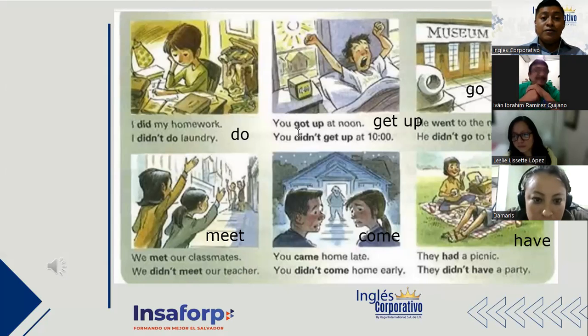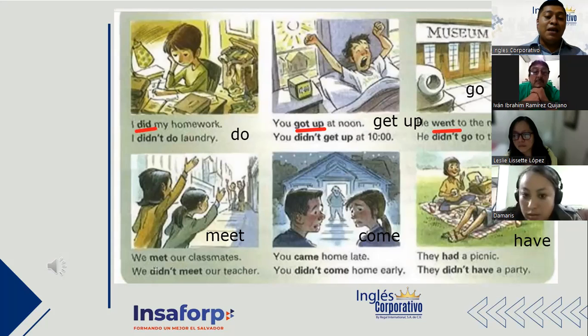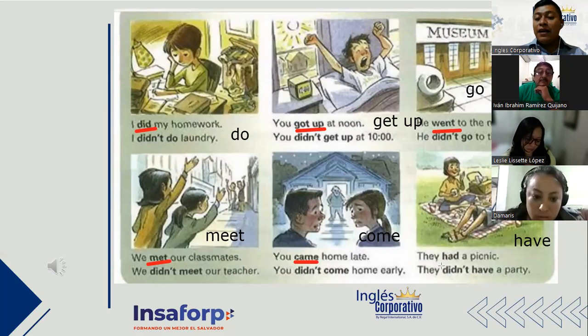¿De cada uno de ellos? Sí se puede. Ok, está acá, mire: do es este, did es el pasado. Get up, acá está el pasado, got up. Gracias, teacher. Go is went, ok. Meet, met. Come, came. And have, had. Ok.